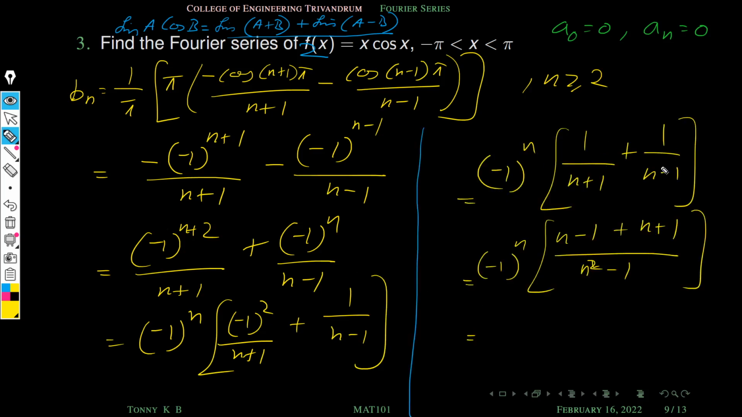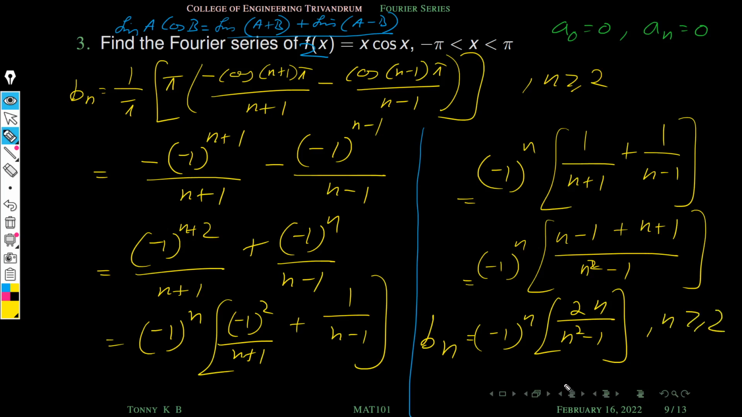And if you take the LCM, so n minus 1 plus n plus 1 by n plus 1 into n minus 1, that is n square minus 1. So you can cancel these to 1. So this becomes 2n by n square minus 1. So this is our bn for n greater than or equal to 2. Next we have to find b1.